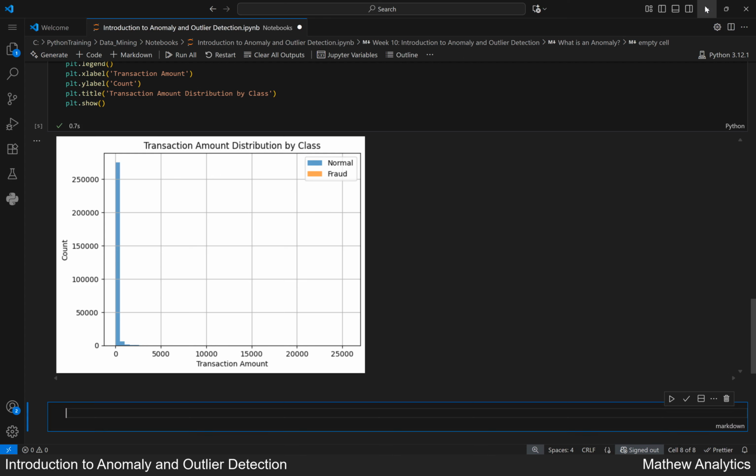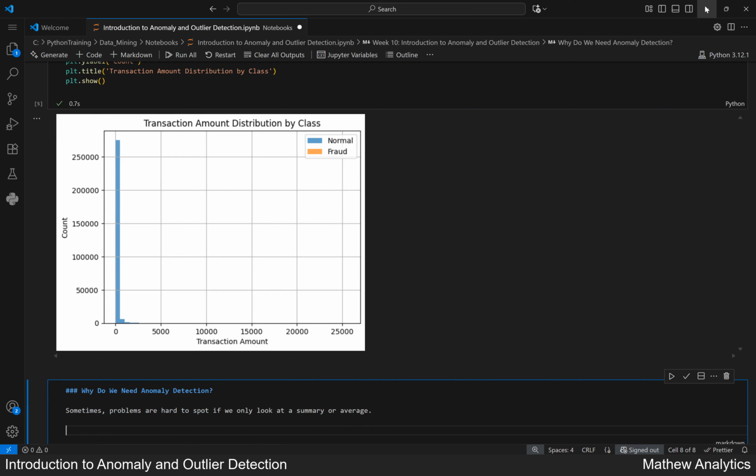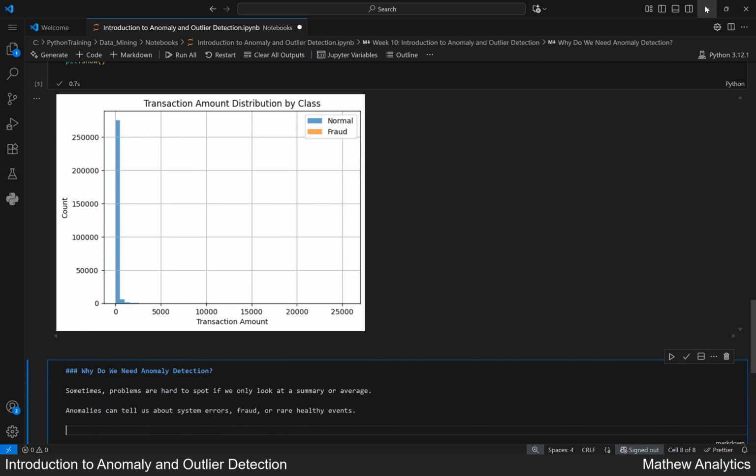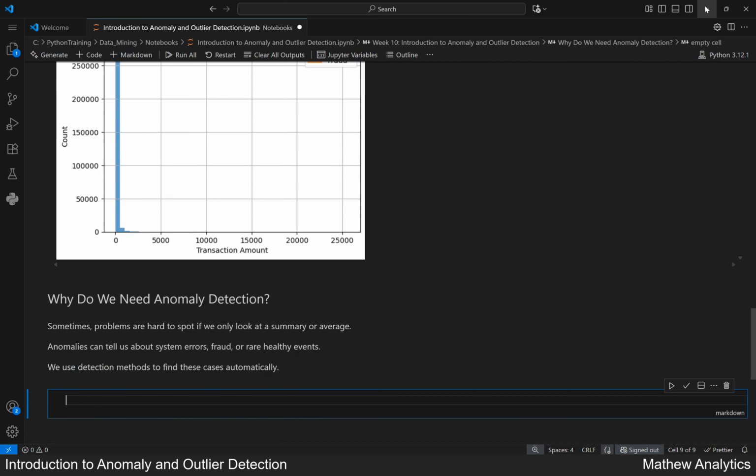Let us talk about why anomaly detection is needed. Why do we need anomaly detection? Sometimes, problems are hard to spot if we only look at a summary or average. Anomalies can tell us about system errors, fraud, or rare healthy events. We use detection methods to find these cases automatically. Running the cell now. What could go wrong if you ignored outliers in a business report?